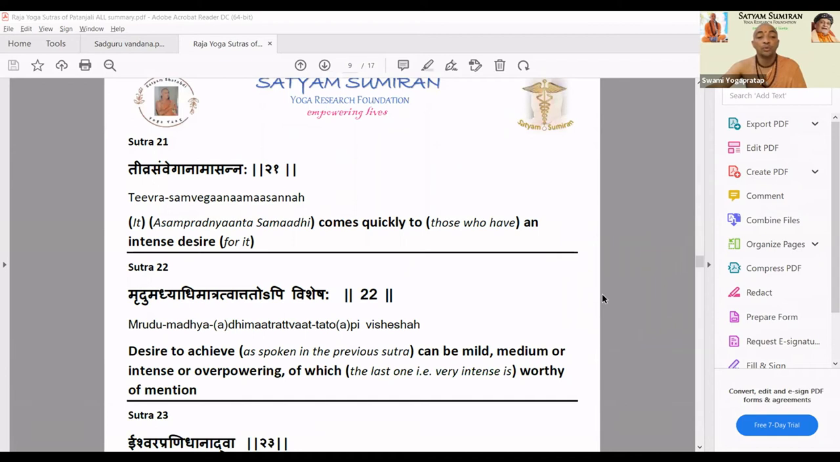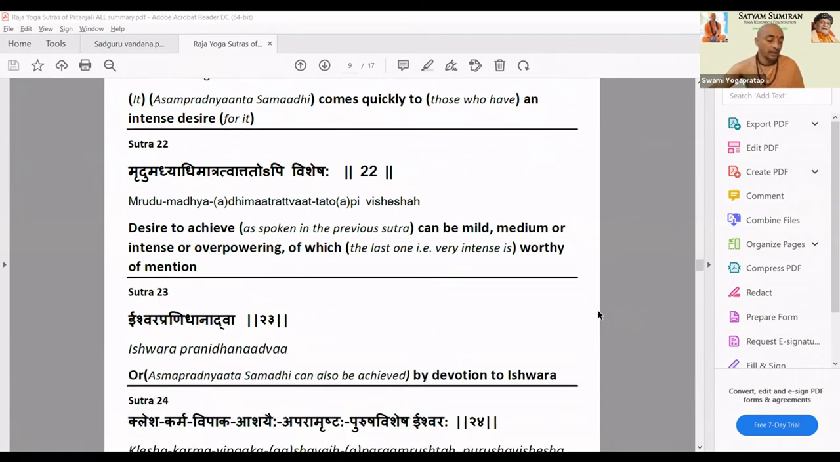There are three types: mrudu, madhya, adhimatra. Now, amongst all of them, the intense one is the only one of importance for us. The samvega, the desire to achieve, can be mild, medium, intense, or overpowering. Of which the last, the very intense or overpowering, where nothing else is of any value, is what we need to reach. Again, it is not easy for us to reach these states.